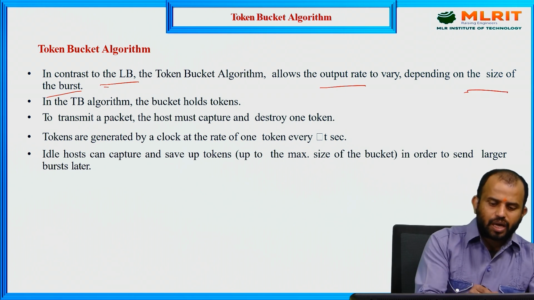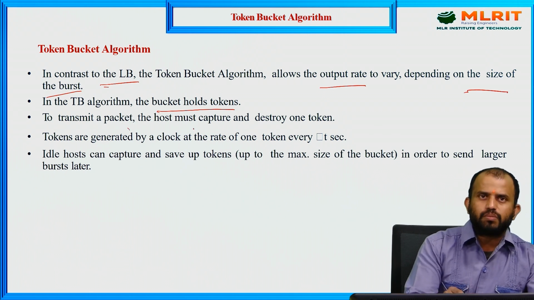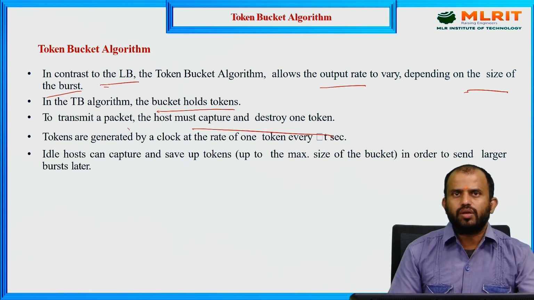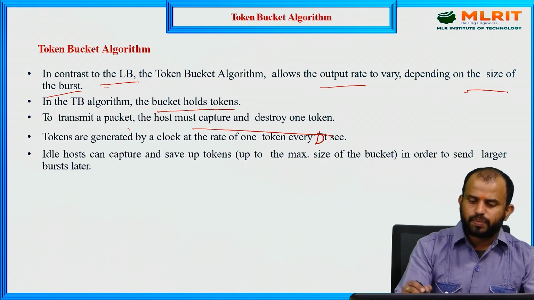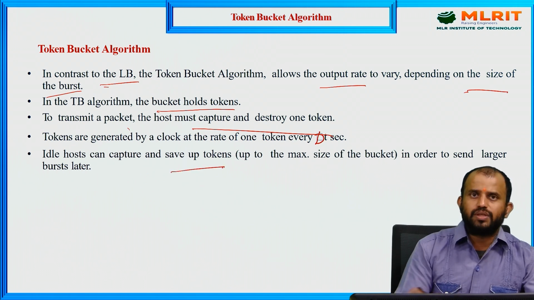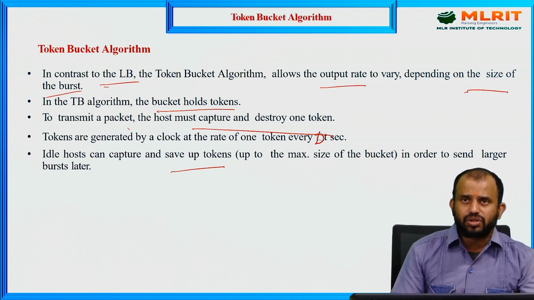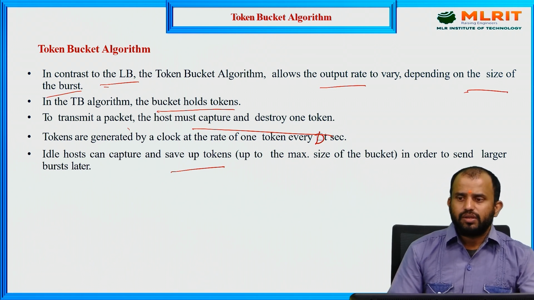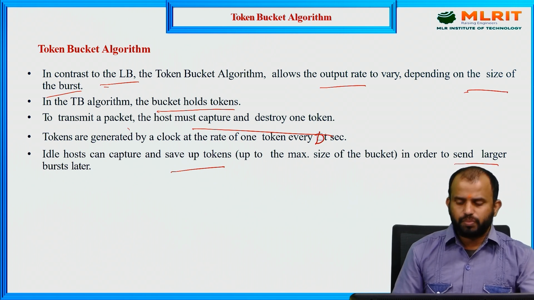The token bucket algorithm: the bucket holds tokens. To transmit a packet, the host must capture and destroy one token. The tokens are generated at a clock rate, so we have to maintain the respective delta time values. If the host is idle, we save the tokens. Based on the size of the token bucket, a larger bucket allows a larger burst.